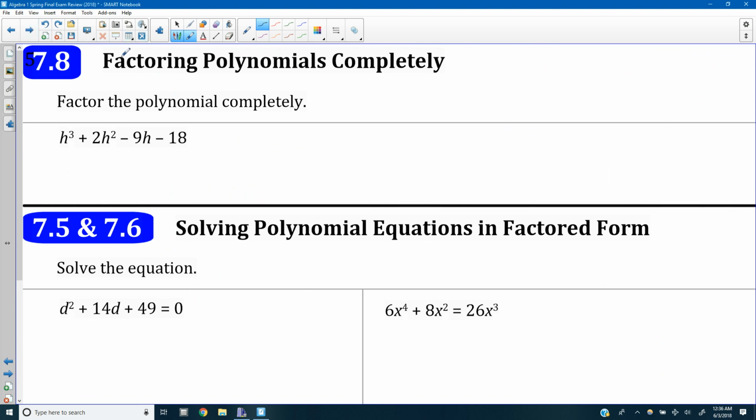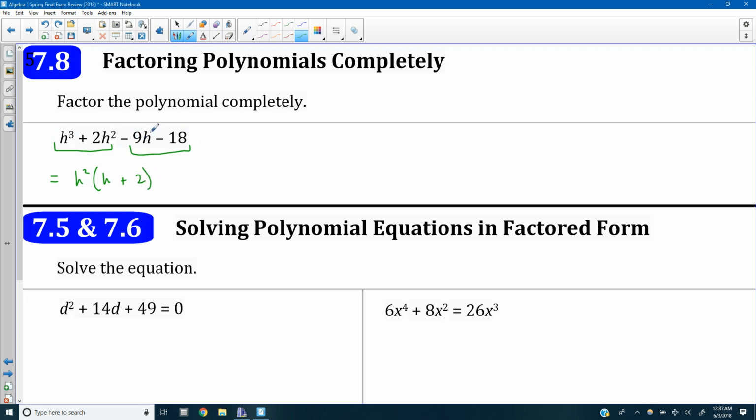Factoring polynomials completely. Okay, so let's factor this completely. To kind of save time, I'm just going to factor straight up here. We have a cubic with no common factors for everything. But if we pair off these two and these two, you will get some common factors. h cubed and 2h squared both have common factors of h squared. If I factor h squared out of h cubed, I'm left with h. If I factor h squared out of 2h squared, I'm left with 2.